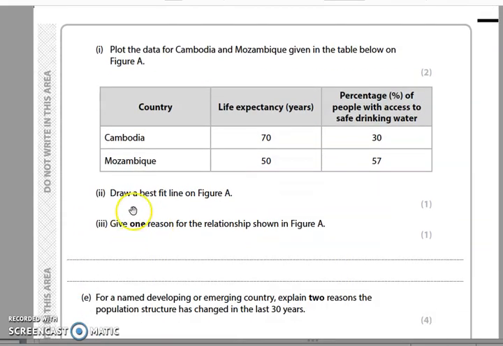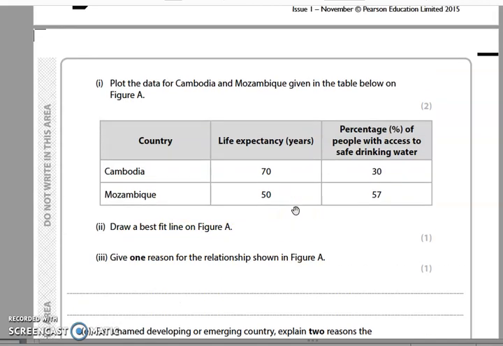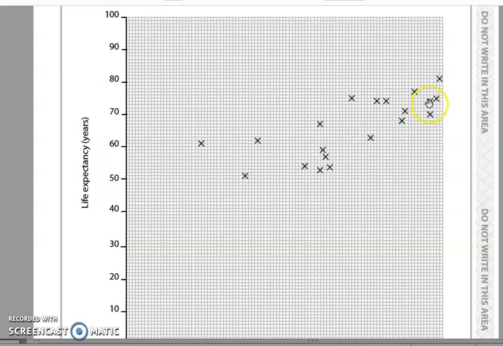Next, draw a best fit line on figure A. So what we need to do, a best fit line, thinking of our math skills, it's trying to draw a line which will have an equal number of points on either side, but shows the correlation. So you could draw a line from here to here, but that would be incorrect. So what you're looking at is showing the overall trend, which is as access to water increases, so does life expectancy.